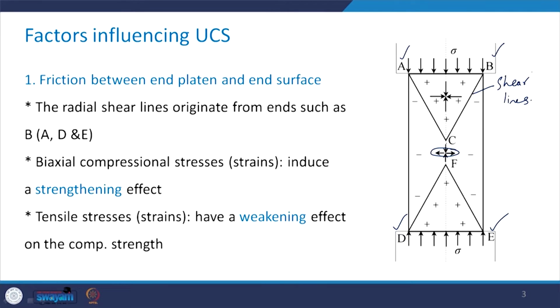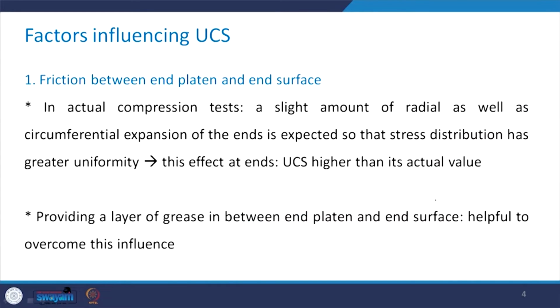Because these biaxial compressive stresses have such a significant influence, due to the nature of the stress in these two conical zones, if the friction at these contact surfaces is not minimized, whatever strength you get from the test will be much higher as compared to the actual value. So, we need to be careful about that.